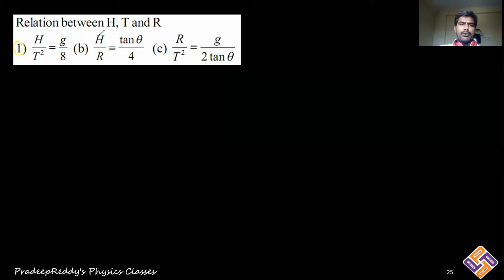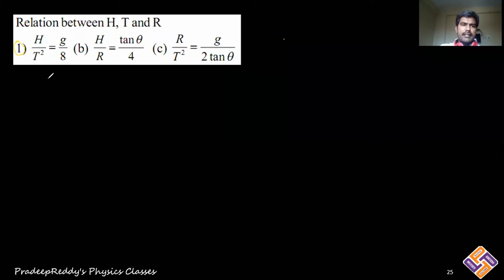And next you need to prove this h by r is equal to tan theta by 4. And next you need to show that r by t square is equal to g by 2 tan theta. These equations you need to remember for solving problems. These are relations between h, t and r. Now let me take the first one.